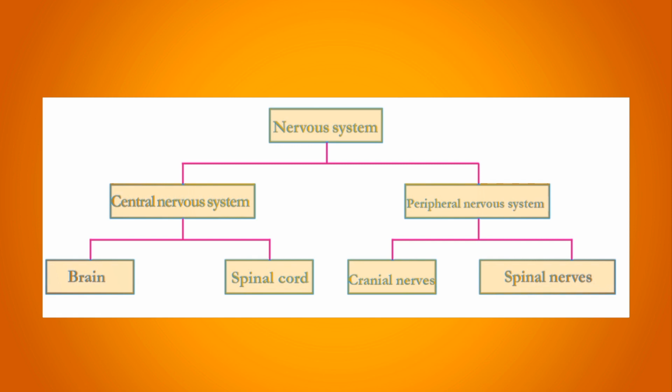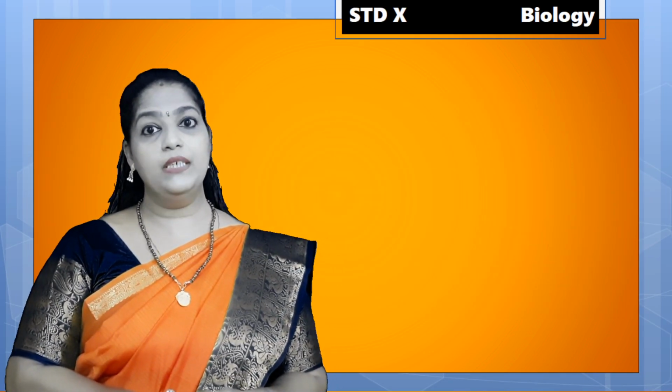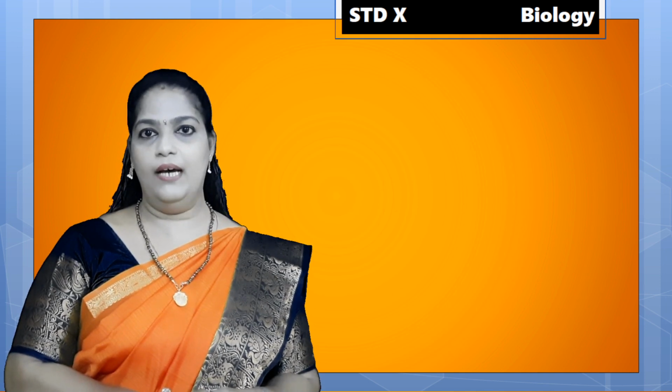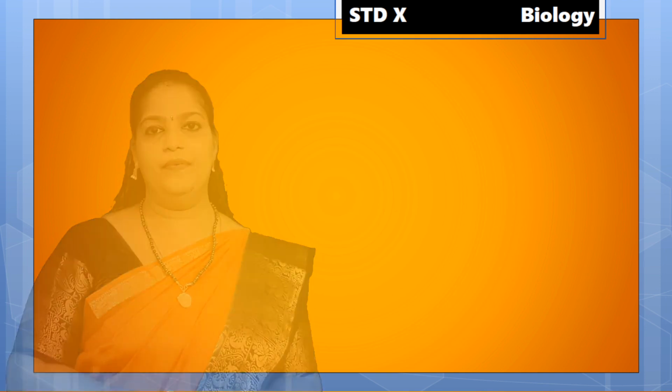So components of nervous system include central nervous system and peripheral nervous system. Central nervous system includes the major organs like brain and spinal cord. Peripheral nervous system includes the various types of nerves like cranial and spinal nerves. Cranial arising from brain and spinal arising from spinal cord. So let's move to the major organ of the central nervous system, the brain.